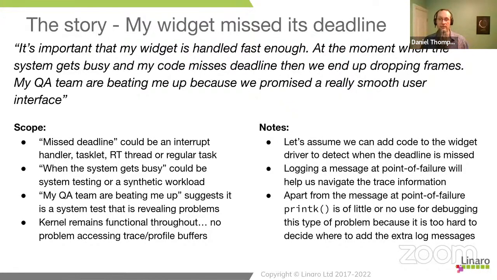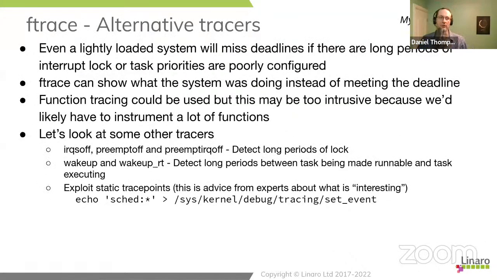Logging a message at that point of failure time is going to be an enormous asset to help us navigate trace information. Now, apart from the message at point of failure, we're going to assume printk is not of much use here because it's going to be too hard for us to decide where to put the extra log messages. We can't just enrich the logs and look at the dmesg trace now because we don't know where we need to put the trace. So we need to look for other ways things could be going wrong.